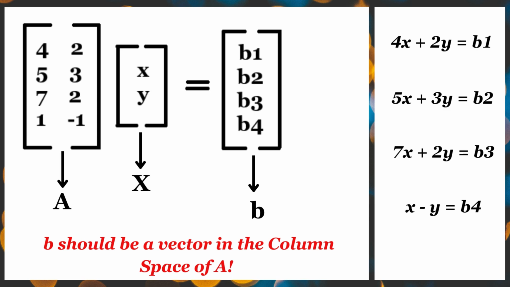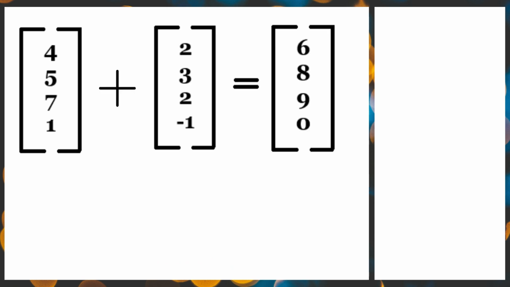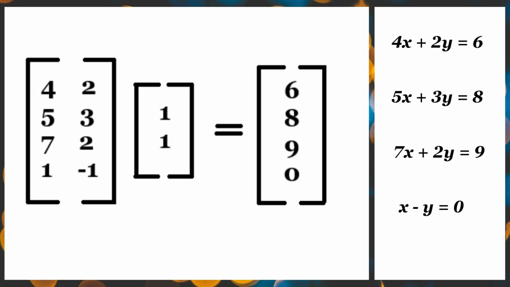Okay. Now to help you understand better why the vector b being in this column space of A helps get a solution to the equation, let's have a look at an example. Let's say we added the two columns of the matrix A. Okay, so over here you can see 4, 5, 7, 1 is the first column, 2, 3, 2, and minus 1 are the second column. We're just adding corresponding values to get 6, 8, 9, 0. And let us use this resultant vector 6, 8, 9, 0 in place of the b vector in the equation, something like this.